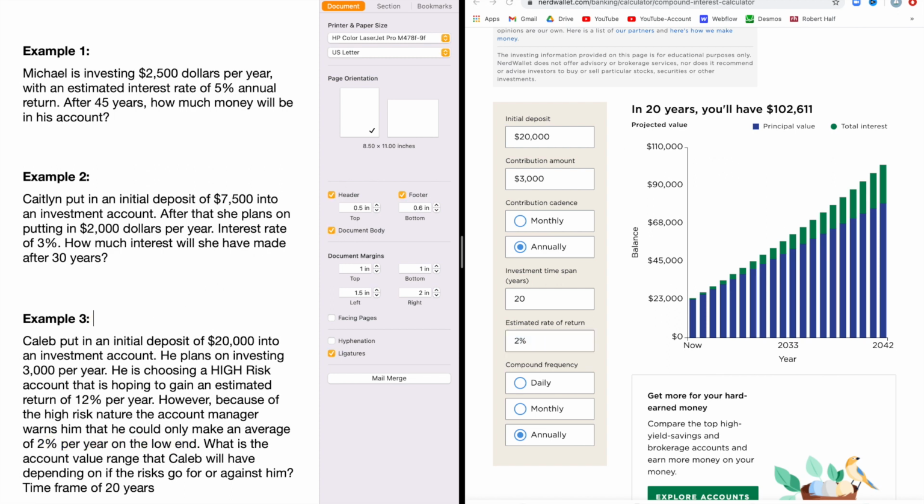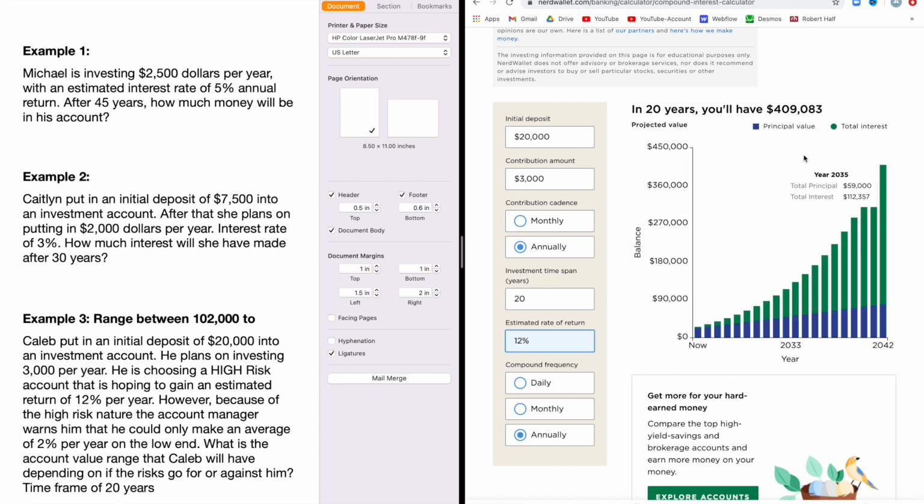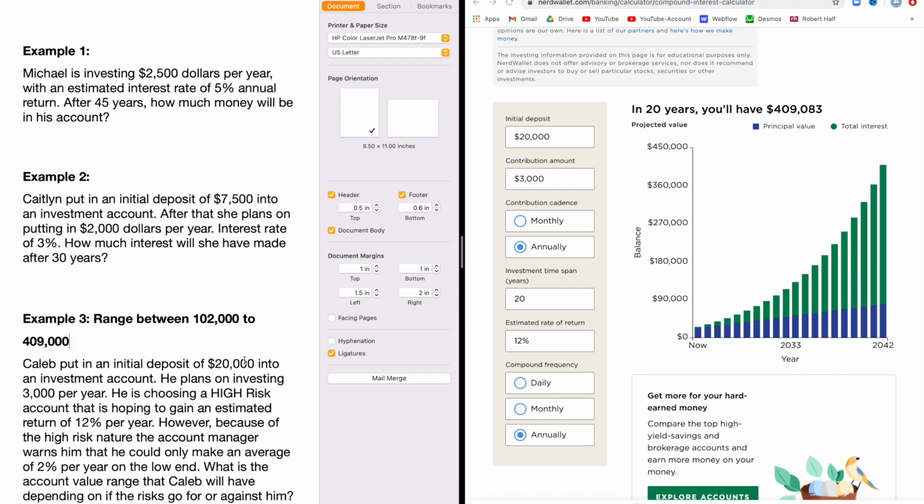So that means our range is going to be between 102,000 to, if we change it back to 12, 409,000, roughly. So that is how you use compound interest calculators.